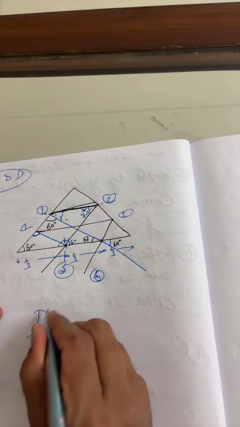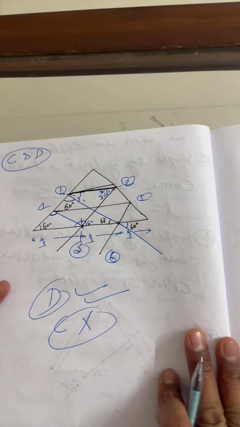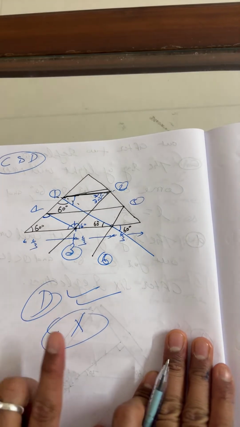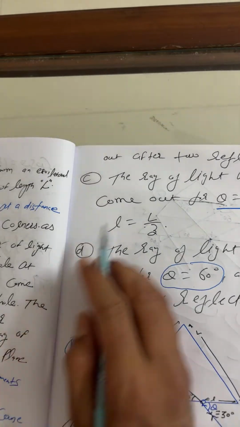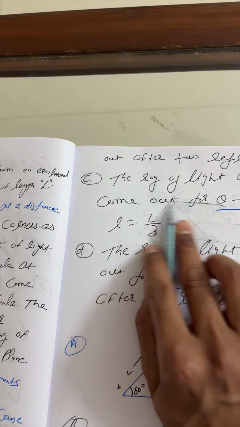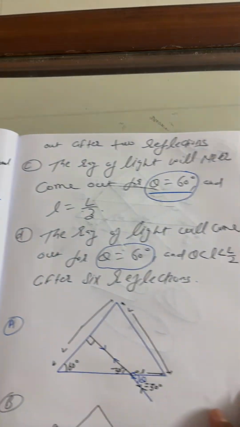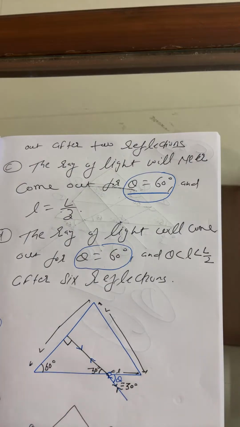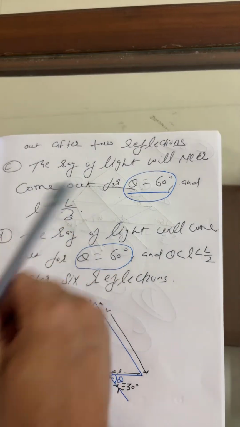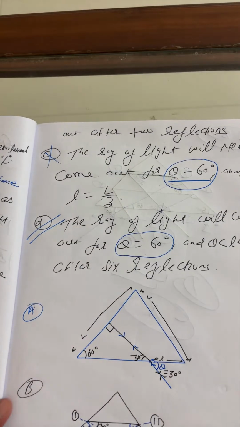So option D is correct, and C is incorrect. Why is C incorrect? Because they mention in option C that the ray of light will never come out at theta equal to 60 degrees. So the answer for this question is A, B and D. C is incorrect here.